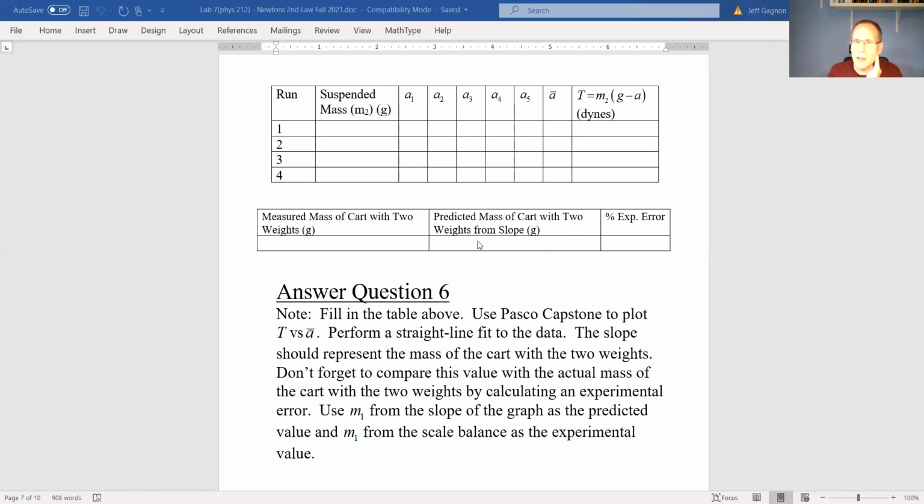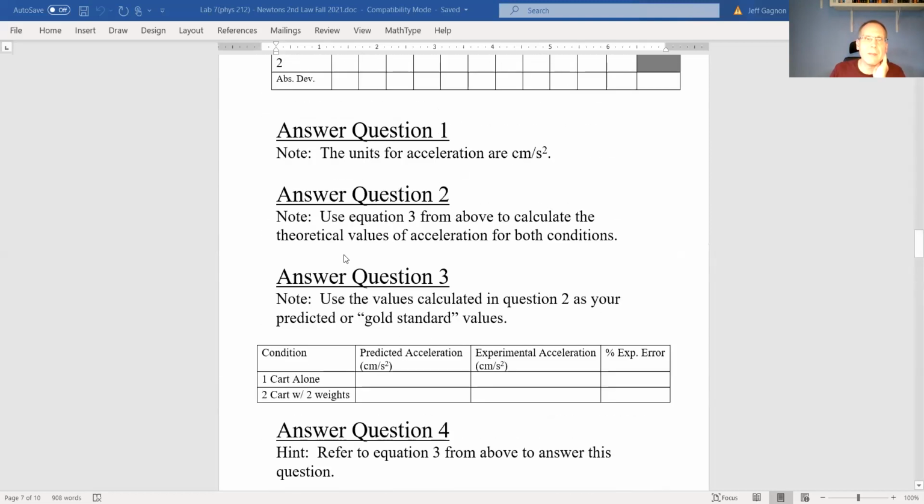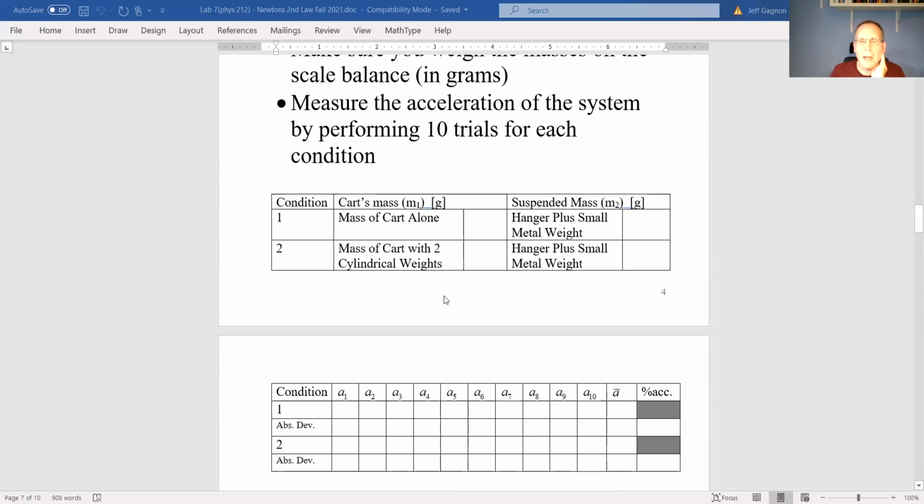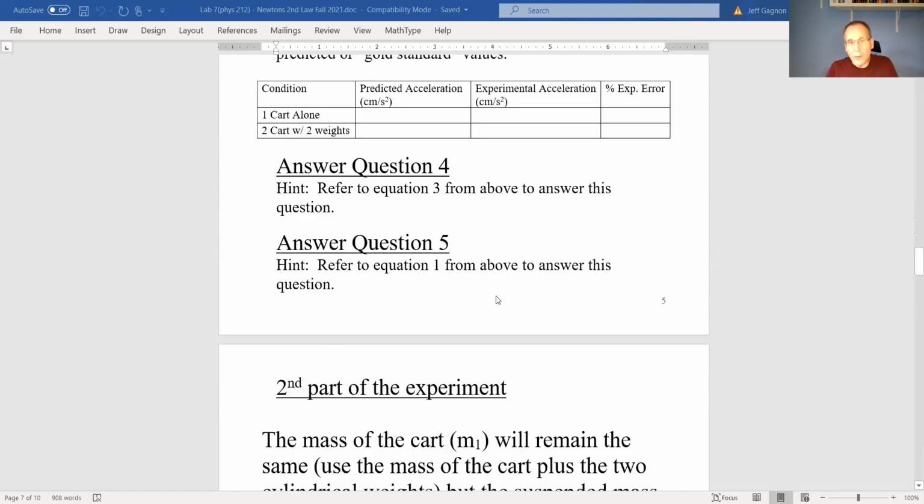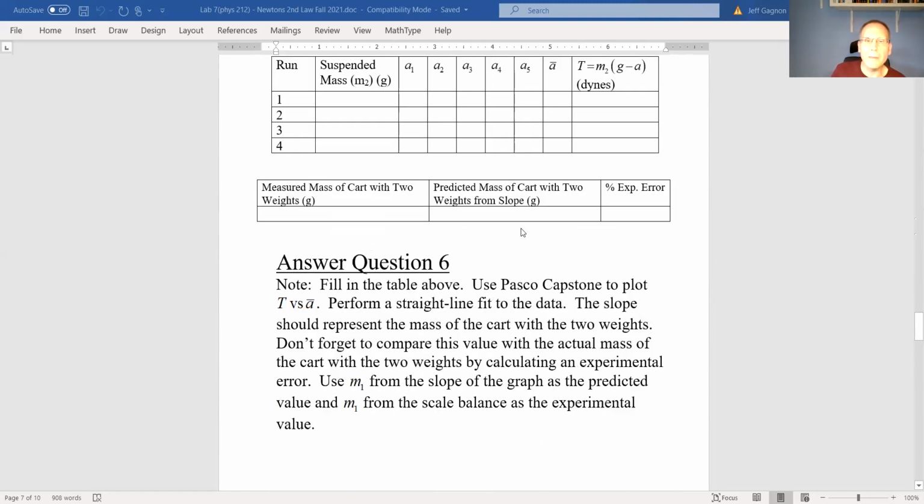So that's going to go right here in this table. This is the slope from that graph that you just did. The measured mass of the cart with two weights, you already have that. You measured this in the very beginning, right? And again, you got this from your lab partners or you got it from me. So this is the value right here, the mass of the cart with the two cylindrical weights. You have that value in grams. So hopefully they're pretty close. You're going to compare these two by computing a percent experimental error. And again, think of the predicted one as being the accepted one. That's the one you want to divide by. Okay, and hopefully you get a fairly small error here.